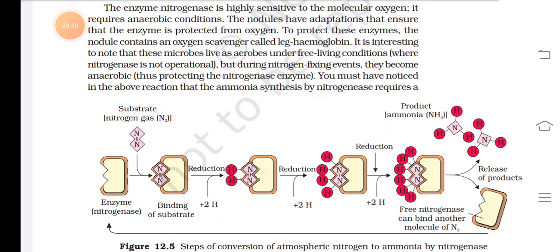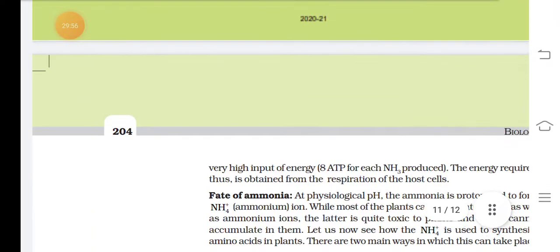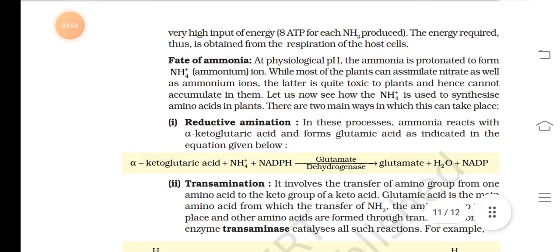You must have noticed in the above reaction that the ammonia synthesis by nitrogenase requires a very high input of energy, 8 ATP for each NH3 produced. The energy required thus is obtained from the respiration of the host cell.